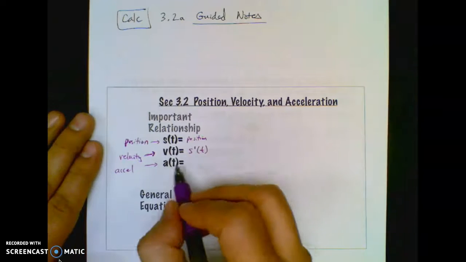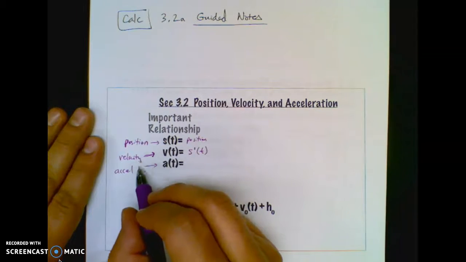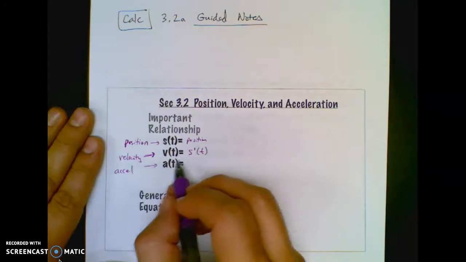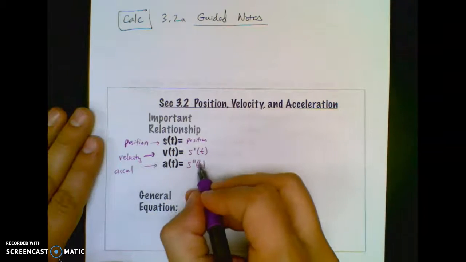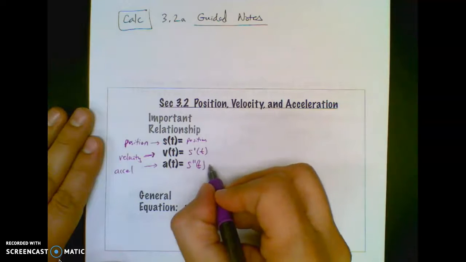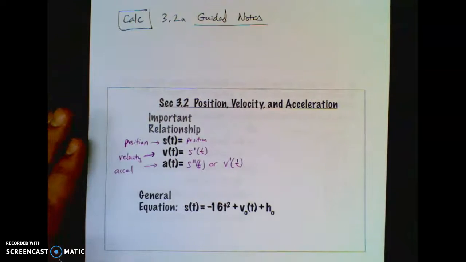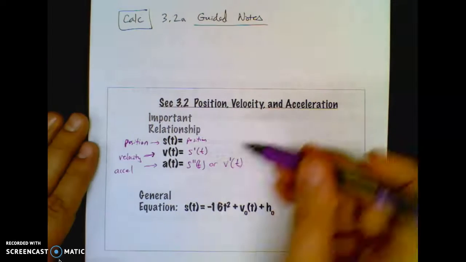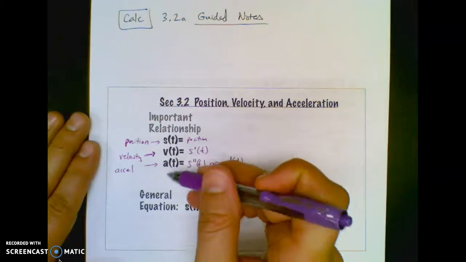Because the rate of change of your rate of change is acceleration. It's how fast your velocity is changing. So that would be either s double prime, which just means take the derivative of the derivative, or you can just take the derivative of your velocity function if you already have it. So this is a super important relationship, that you take the derivative here, and then you take the derivative again to go from position to velocity to acceleration.